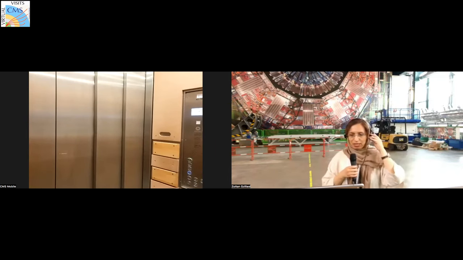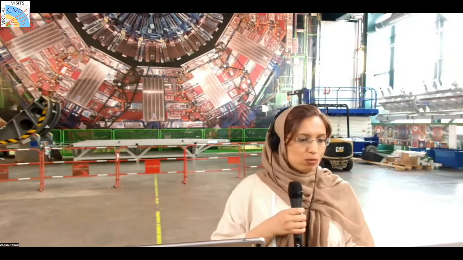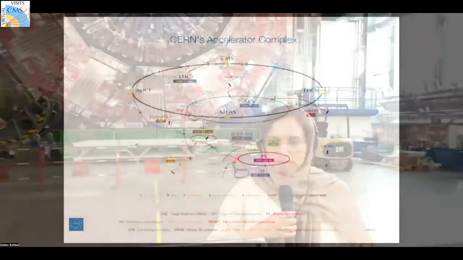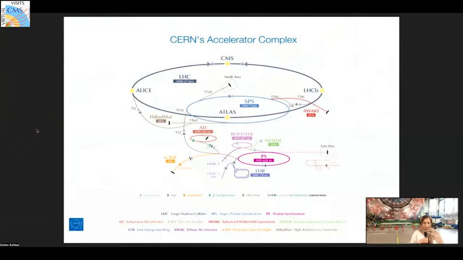خب یه چند لحظه طول میکشه تا برن قسمت پایینی CMS. من نمیدونم اسلایدها رو شما میتونین ببینین الان یا نه؟ نه، الان فکر کنم بله.